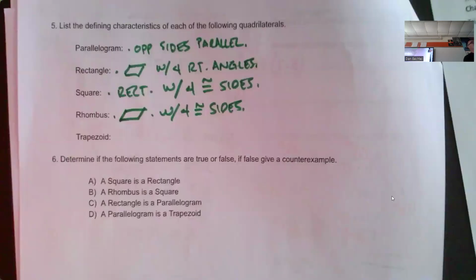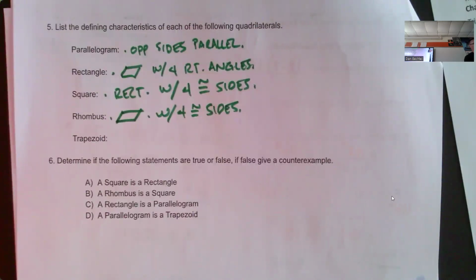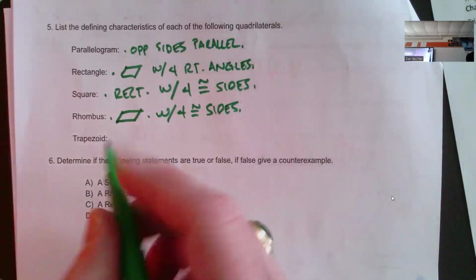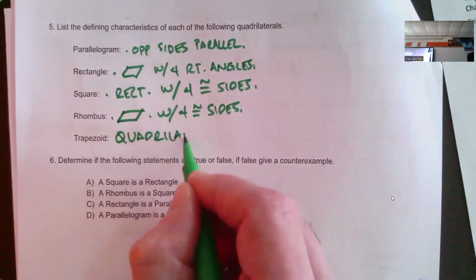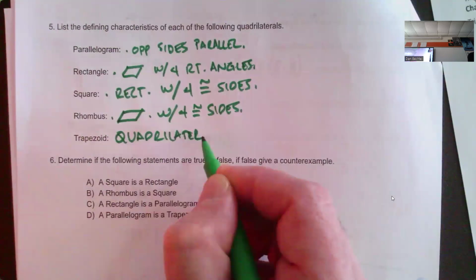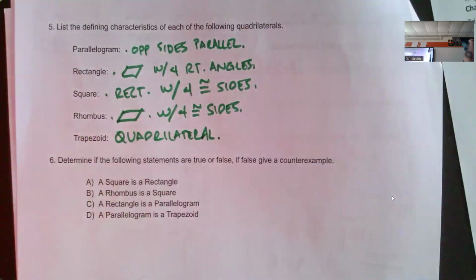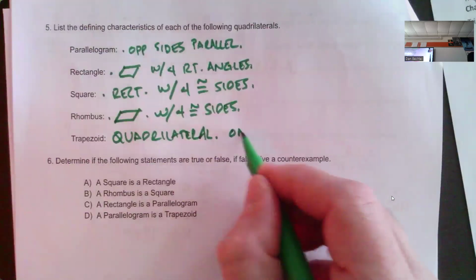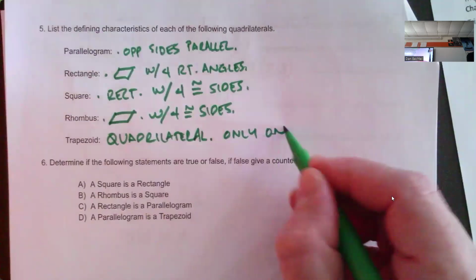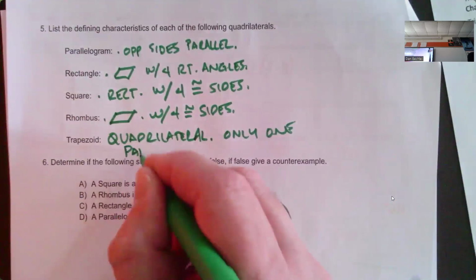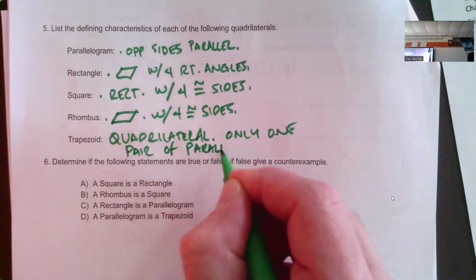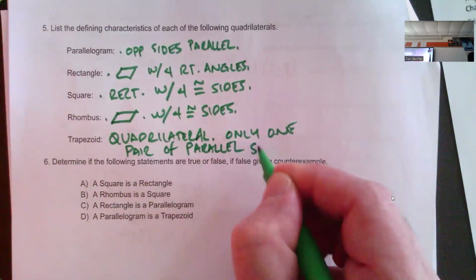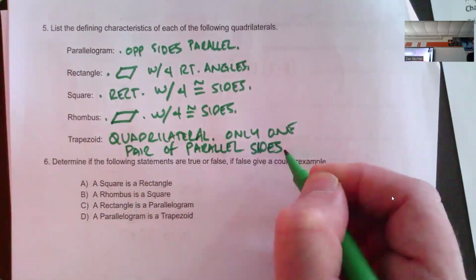Okay. Is a trapezoid a parallelogram? Trapezoid. It's a quadrilateral with only one pair of parallel sides. Yep. Only one pair of parallel sides.